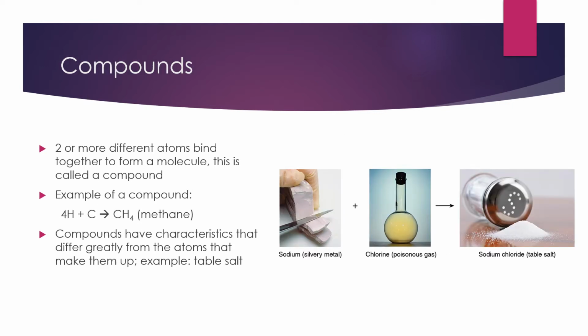Compounds. When 2 or more different atoms bind together to form a molecule, this is called a compound. So 4 hydrogen atoms and 1 carbon atom interact chemically to make methane. So you see here again, you have the atomic symbols 4H plus C, and that turns into CH subscript 4, because there's 4 H's and 1 C. Compounds have characteristics that differ greatly from the atoms that make them up. An example would be table salt. You put sodium, which is a silvery metal, and chlorine, which is a poisonous gas, together, and we get salt.